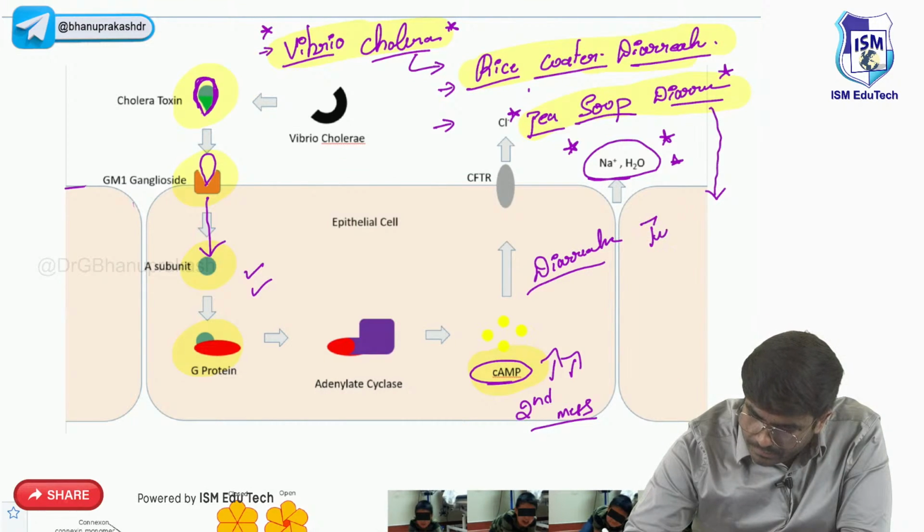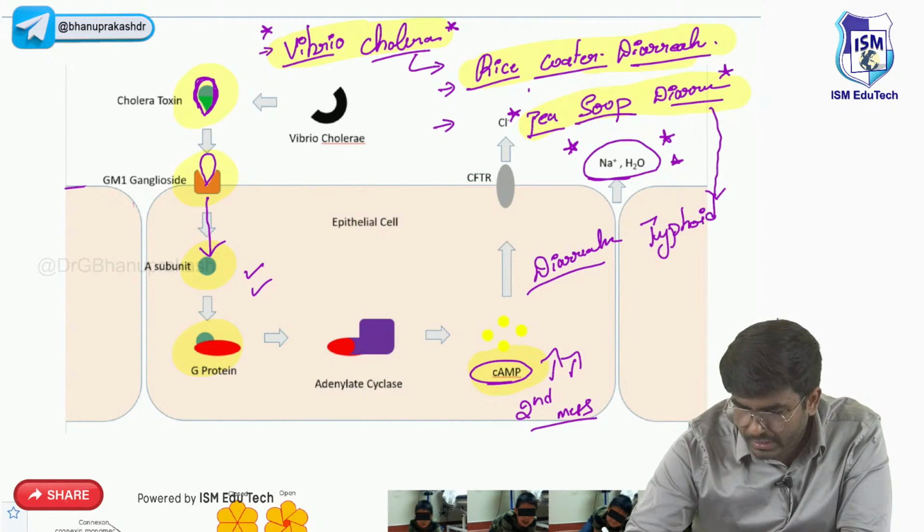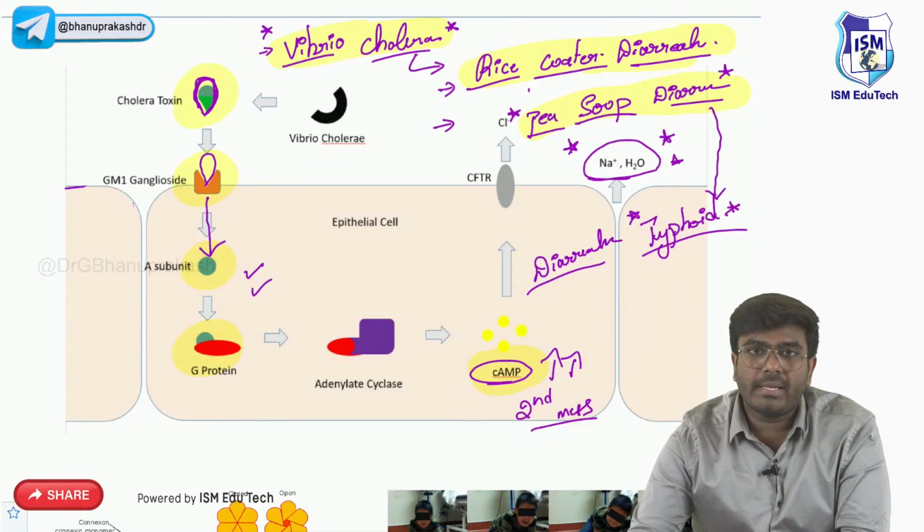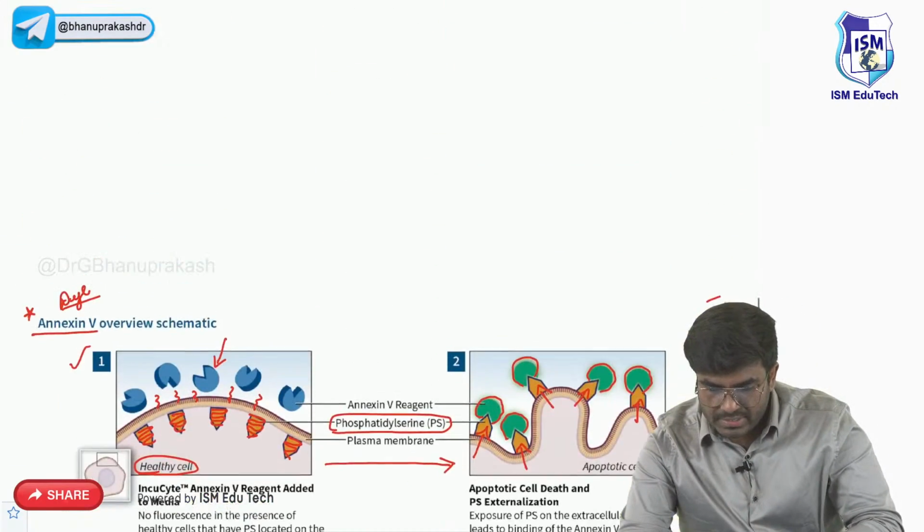Typhoid, guys. Infection with typhoid, Salmonella typhi. Whenever you have typhoid, it causes pea soup diarrhea. Okay, now let's come back to our topic.